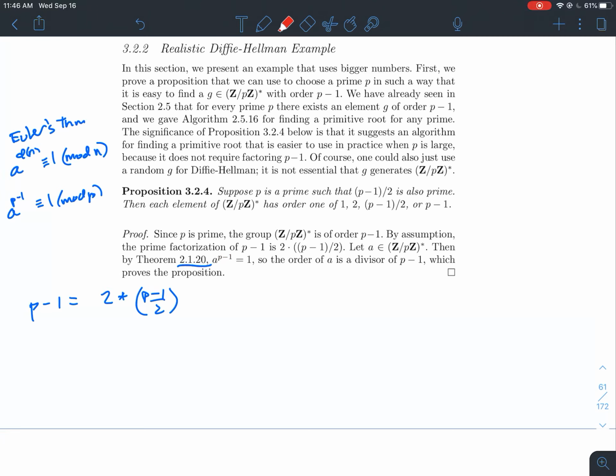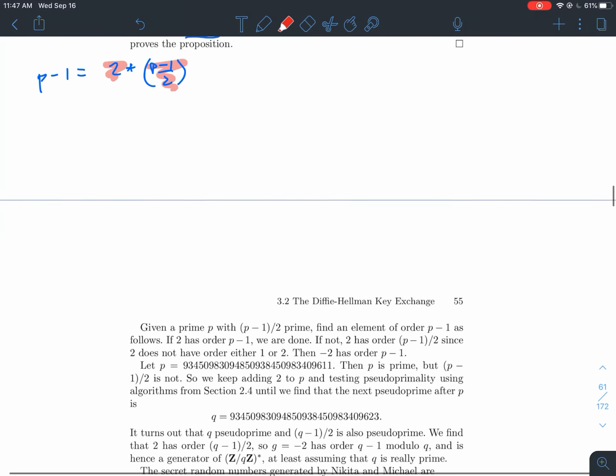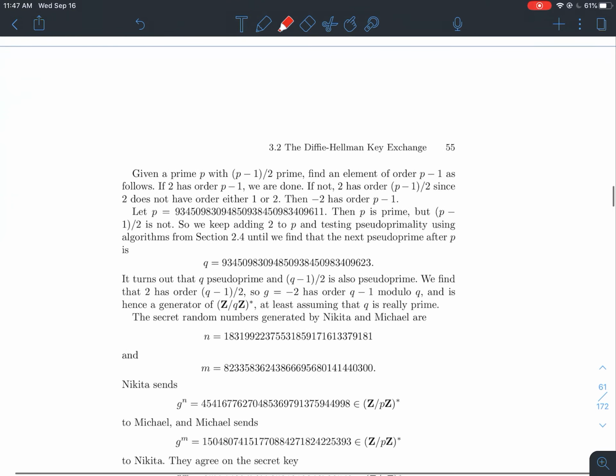But what do I know? The order of this element a has to divide this exponent, p minus 1. And what are the divisors of p minus 1 now? Well, according to this, 2 is a divisor, (p minus 1) over 2 is a divisor, and of course 1 and p minus 1 itself are the only other two divisors. And that completes the proof. So there are only 4 possibilities for what the order of a could be, since it has to divide p minus 1 by Euler's theorem.